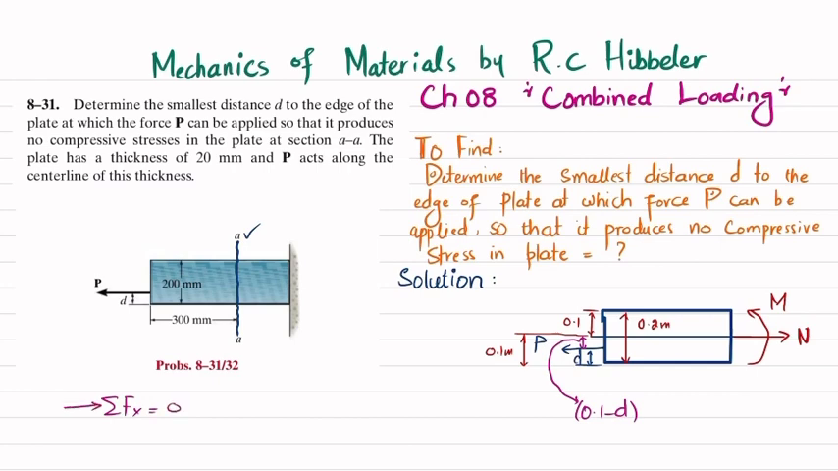Now we will apply the equation of equilibrium that the sum of all forces along the x direction must be equal to 0, and force in this direction is taken as positive. You can see two forces. One is this one, which is minus P, and another one is this one, which is plus N. Their sum must be equal to 0. So from here you will get minus P plus N is equal to 0. So N is equal to P. So this normal force is P.